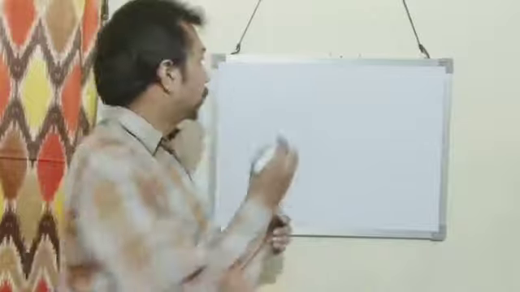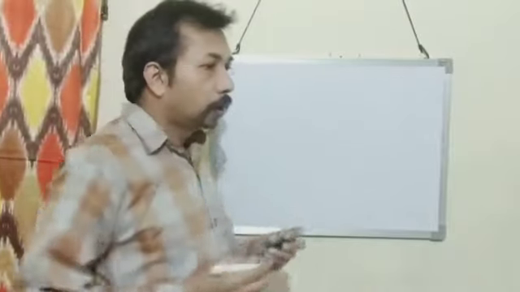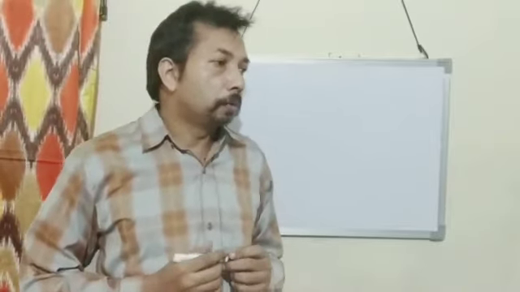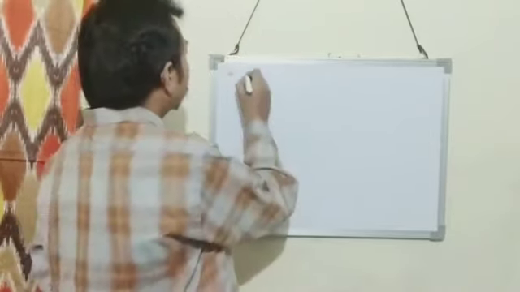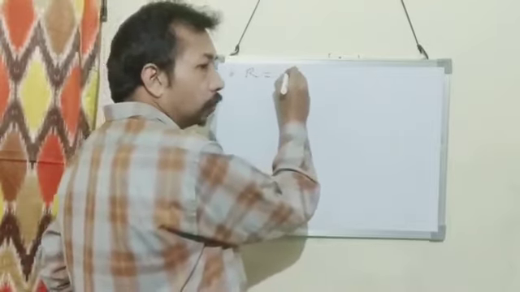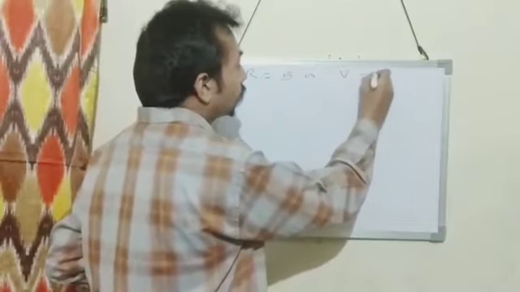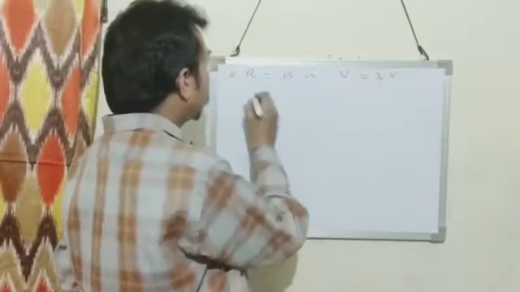Now doing question number 6. Calculate the current flowing through a wire of resistance 5 ohm connected to a battery of potential difference 3 volt. The resistance R is given as 5 ohm and the potential difference is given as 3 volt. We have to find current.